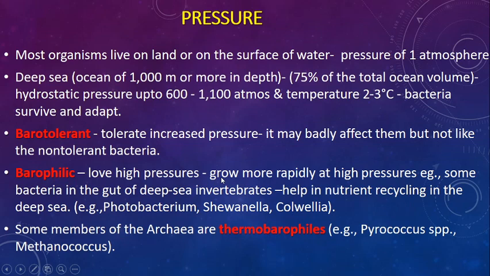So this was about the pressure. Usually most microorganisms and most organisms are exposed to 1 atmosphere on the surface of water or on land. Some organisms which inhabit the deep sea are exposed to pressures of 600 to 1100 atmospheres, temperature 2 to 3 degrees Celsius, or even extremes of high temperature. So bacteria can survive and adapt in such conditions also. They fall mainly into barotolerant and barophilic groups. Barotolerant tolerate the pressure. Barophilic love extreme pressure. They grow more rapidly in such conditions. Common examples, Photobacterium, Shewanella. Some thermobarophiles which require extremes of temperature and pressure are Pyrococcus, Methanococcus.